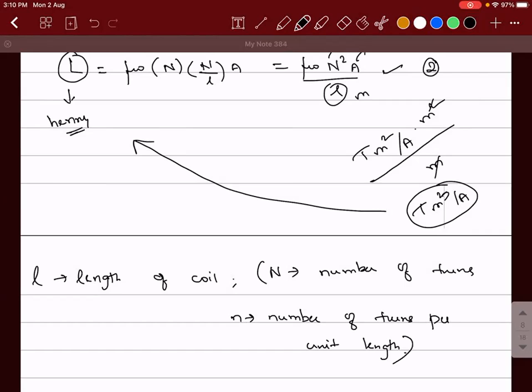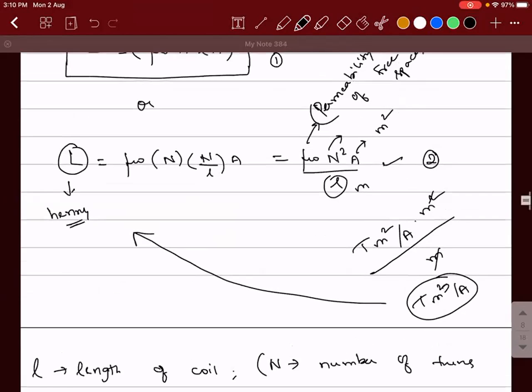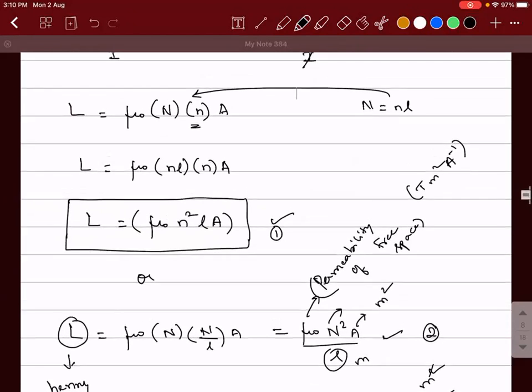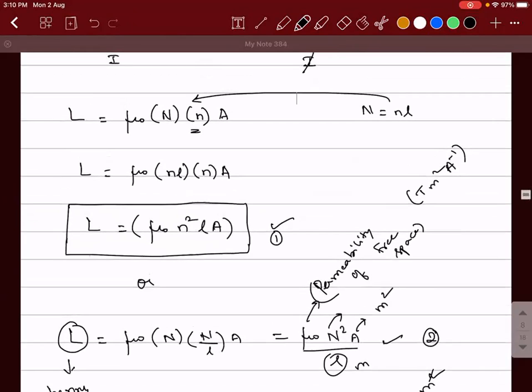Sir, can you scroll up a bit? Sure. Base area, right, sir? Sorry? Base area, right, sir? AC area, yes.